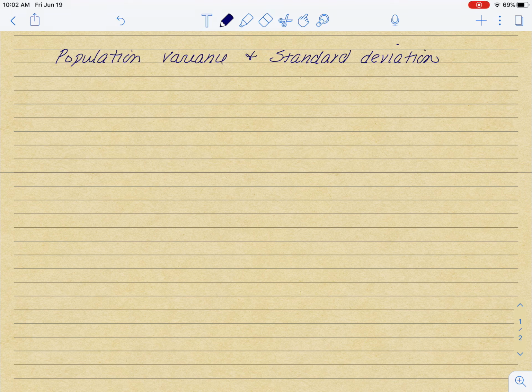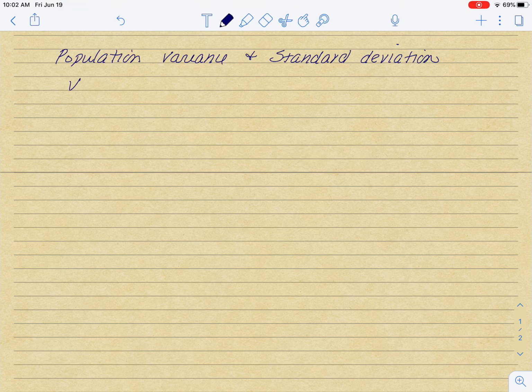Okay, so we're looking at population variance and standard deviation. And first I've got to kind of explain what these things are. What we're trying to do is see how far away from the mean the data is moving. So it doesn't move a lot away from the mean or a little away from the mean. And we're trying to measure that difference from the mean.